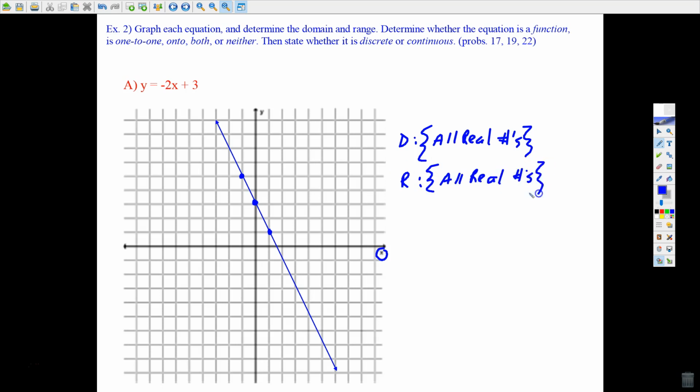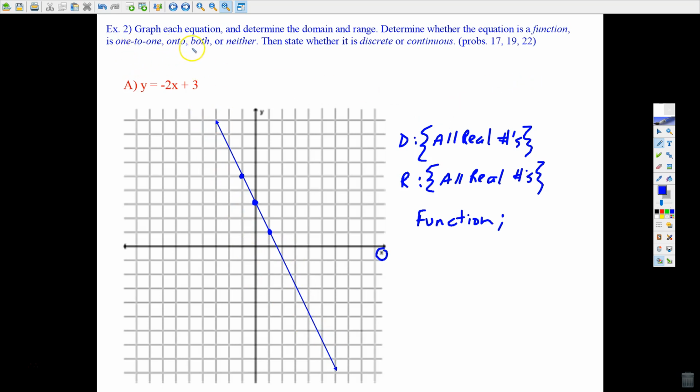It's going to go forever and ever, left and right and up and down. Okay, so we've taken care of the domain and range. Now, is the equation a function? Yes, it is, because of the vertical line test, for one thing. If I draw a vertical line anywhere on this graph, I'm only going to touch one point. Another way of saying it is my domain will never contain any repeats. So that also would prove that it's a function.